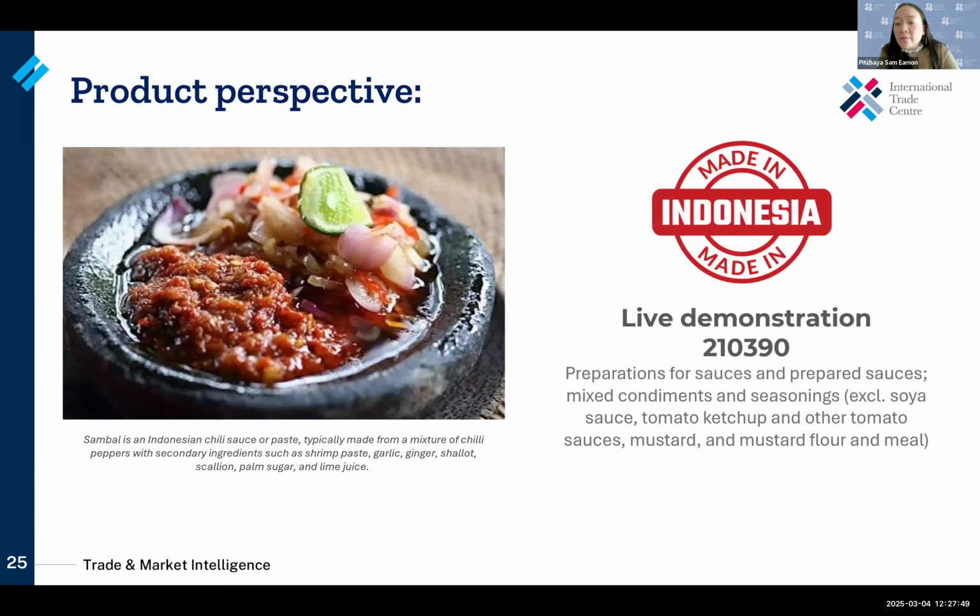We'll be doing the live demonstration for sambal, which is a food preparation. It's a sauce, a condiment from Indonesia that is exported worldwide. We'll be looking at that. So if you are exporting sauces or condiments, this is exactly the same code that you'll be using, which is 210390.